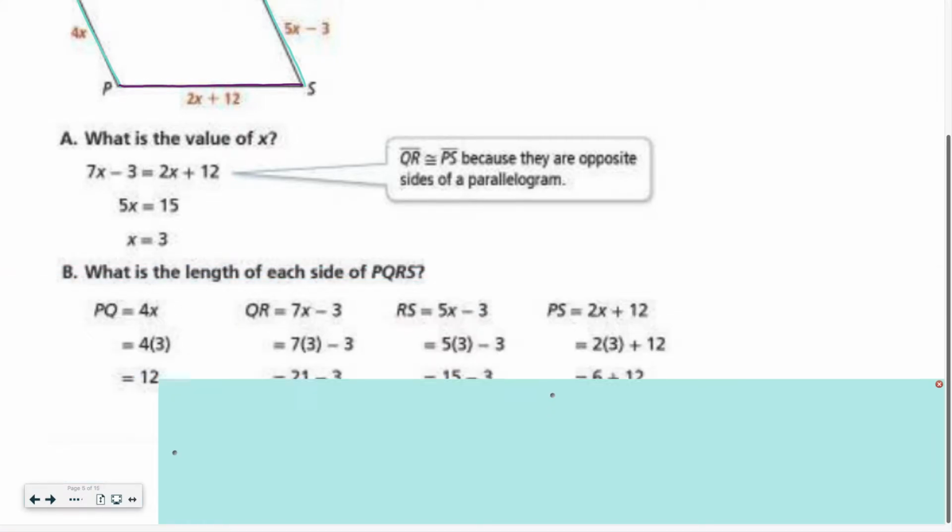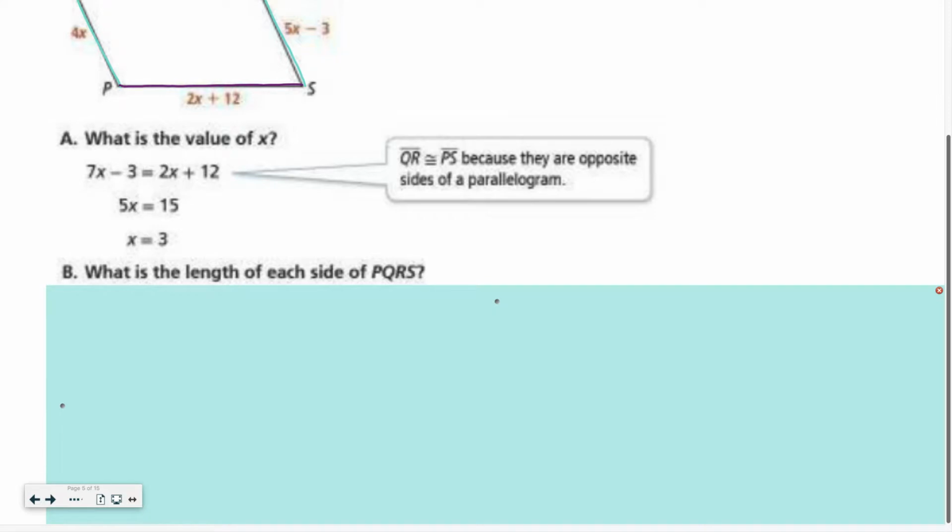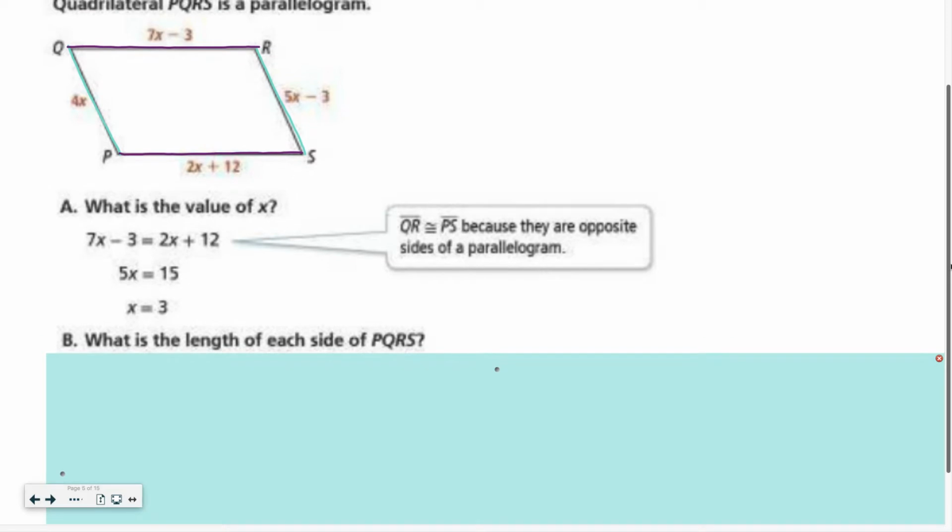So now, if I have what x equals, I can solve for each length for the sides. Now, be smart about this, because if it's a parallelogram, that means you only have to solve for two sides because you only have two different measures on a parallelogram. So if I plug 3 in for QP, I have 4 times 3. That means that this side is going to be 12. That means this side has to be 12. If I wanted to check my work, I could say 5 times 3 is 15. 15 minus 3 is 12. Okay, that worked. But you wouldn't have to.